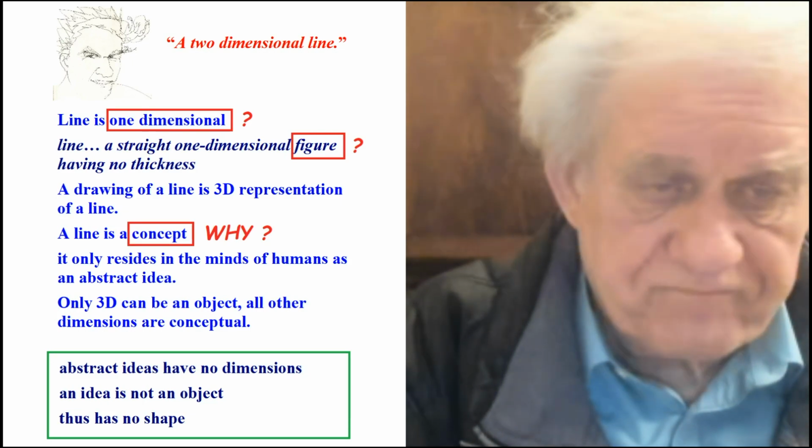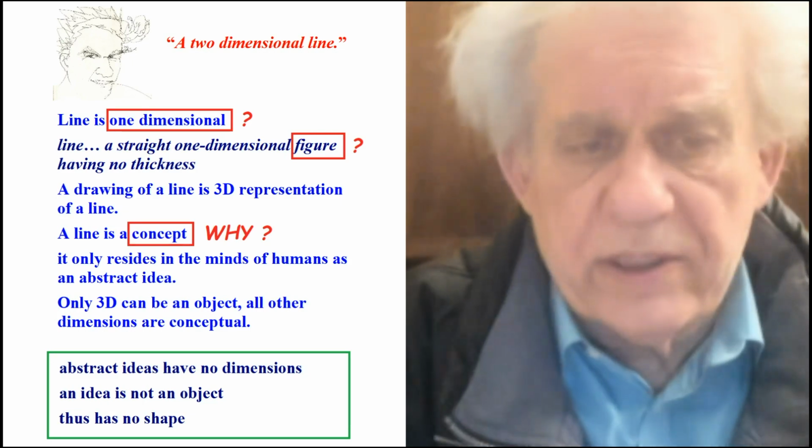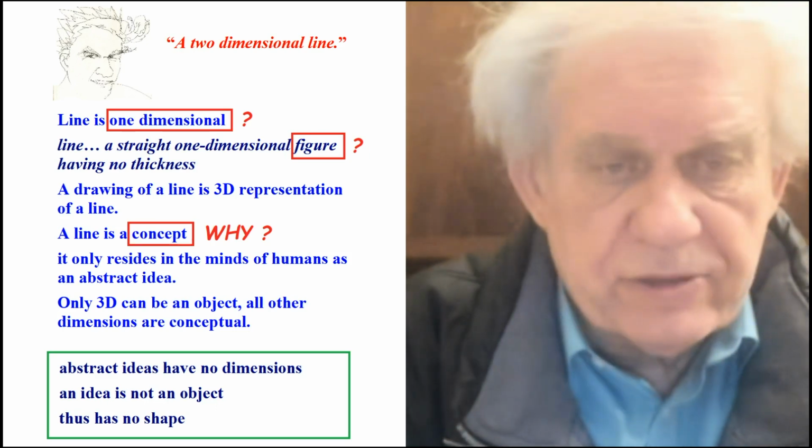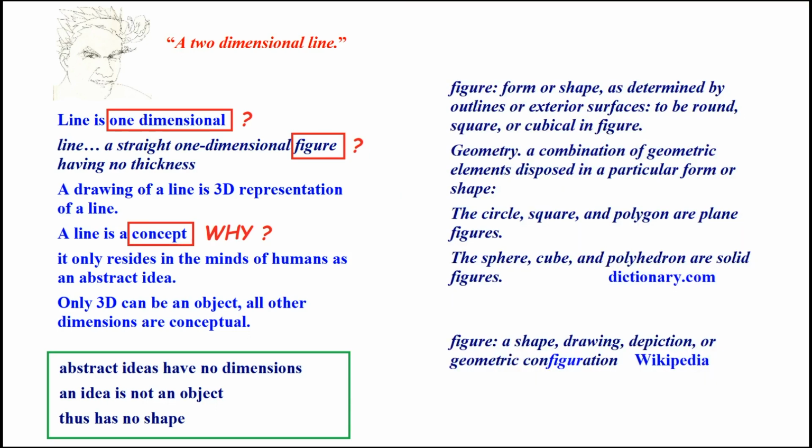Here we have the question of whether a line is a figure. Does it belong in geometry? And here it is. Figure: form or shape as determined by outlines or exterior surfaces, to be round, square, or cubical in figure. And so a one-dimensional line, is that a figure? I mean, what's the shape? Because they're talking about form or shape. Geometry: a combination of geometric elements disposed in a particular form or shape. Again, is a line a shape?